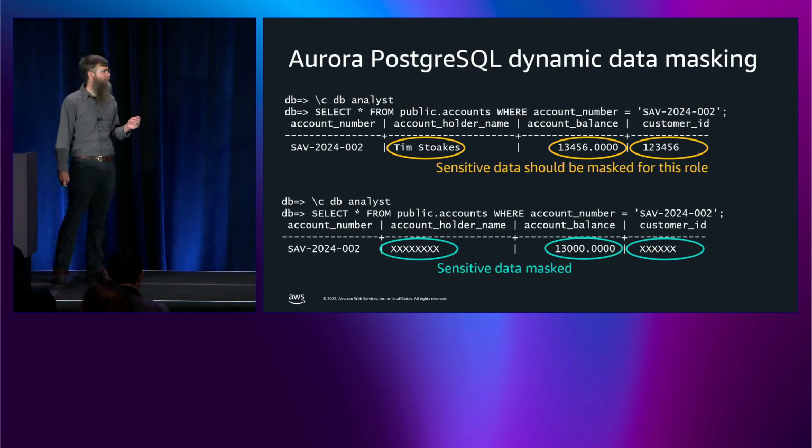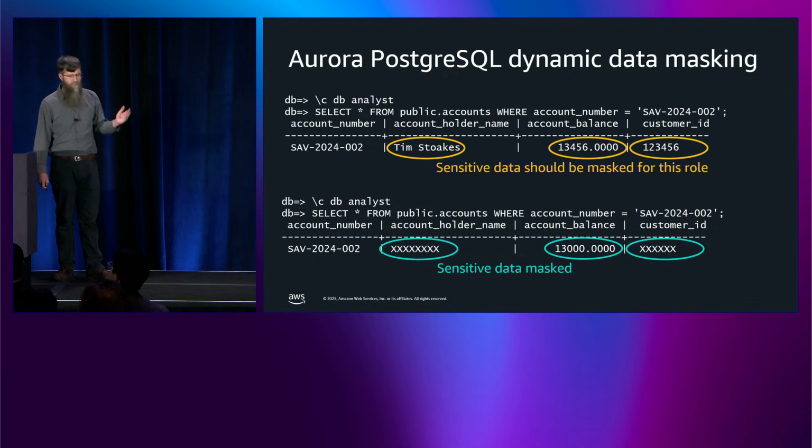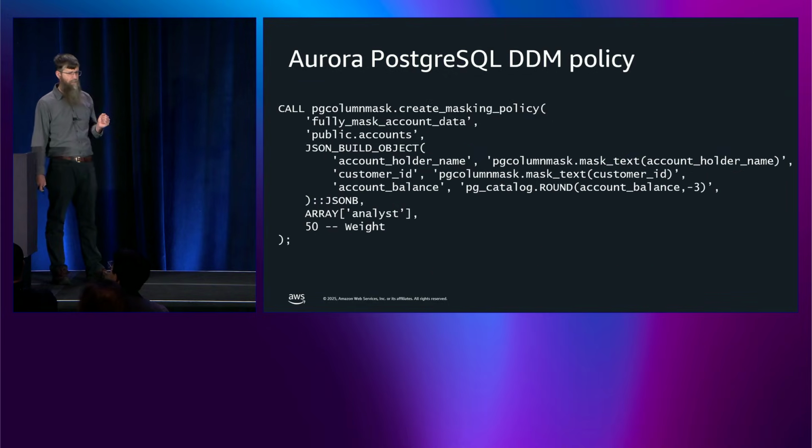Right? That's what dynamic data masking lets you do, but it lets you have the full expressive power of SQL. So you can still do joins, you can still use all your indexes, all those things. So let's see how it works a little bit.